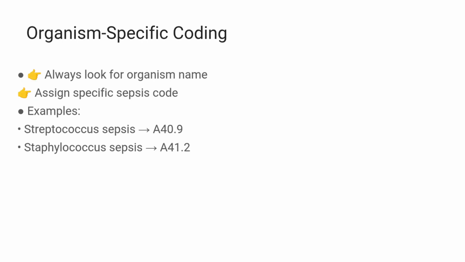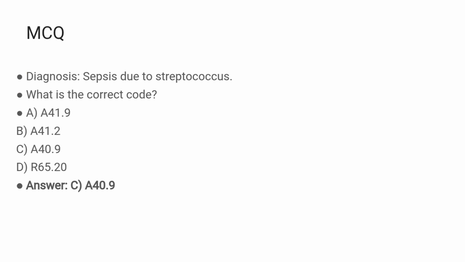When coding sepsis, always check whether the organism name is documented. If the organism is known, we should assign the specific sepsis code. For example, streptococcal sepsis is coded to A40.9. Staphylococcal sepsis is coded to A41.2. Specific coding is always better than unspecified coding. In this case, the diagnosis clearly mentions Streptococcus as the organism. So we assign the streptococcal sepsis code A40.9.